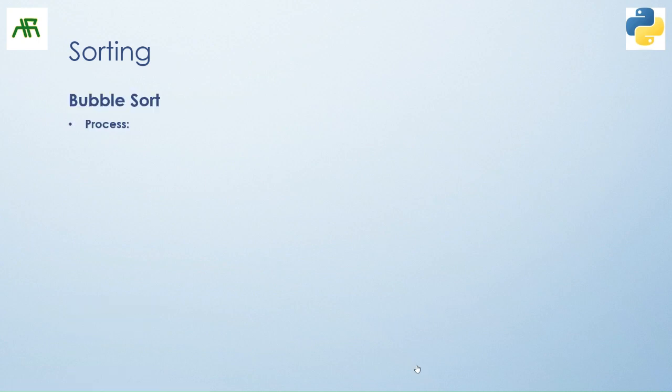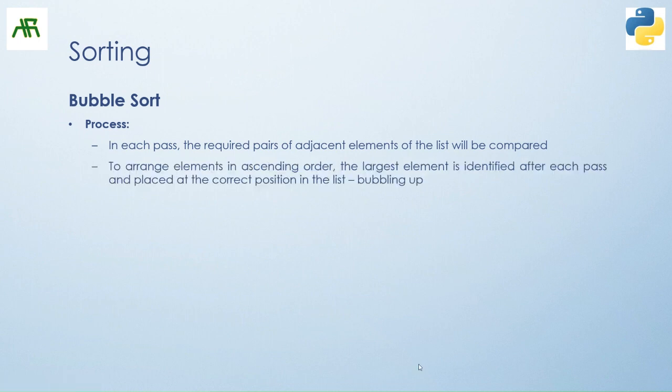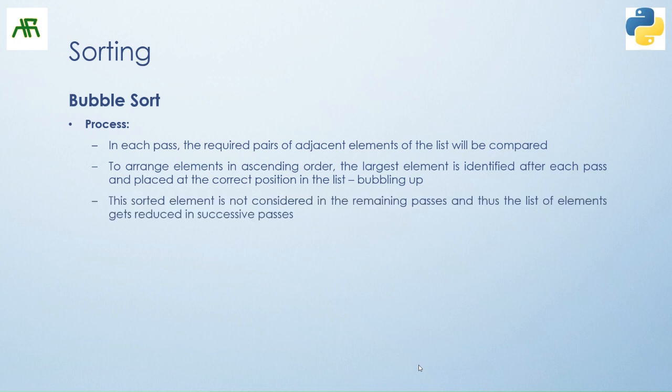We'll talk about bubble sort first. In each pass, the required pairs of adjacent elements of the list will be compared. To arrange elements in ascending order, the largest element is identified after each pass and placed in the correct position in the list. It means bubbling up. I mean, from smallest to largest, I'm going to stack them, having the largest element coming up to the top. This element is not considered in the remaining passes, and thus the list of elements gets reduced in successive passes.